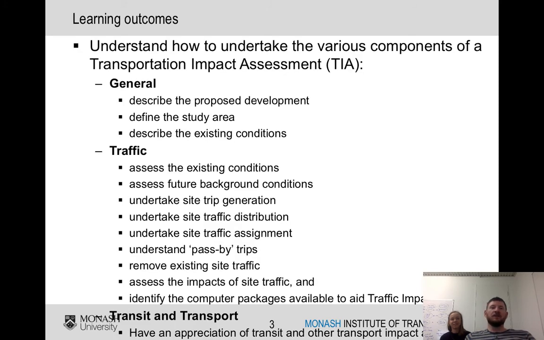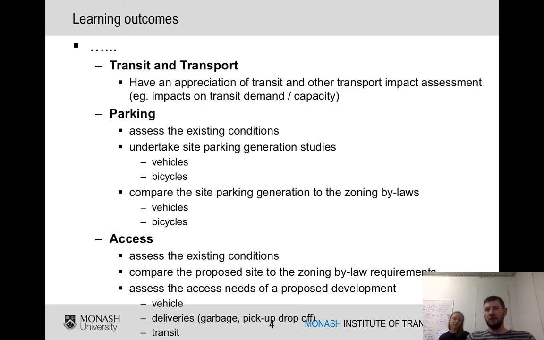What do we learn about in TIAs? We've talked a bit about the general stuff, how you describe the development. We've talked about assessing the existing traffic conditions, site trip generation, assignment, distribution, future background, future total. Hopefully all these words are making sense to you. How to identify computer packages that you're going to use, and then how do we think about whether we're going to have transit impacts. That's not something that we're doing too much yet.